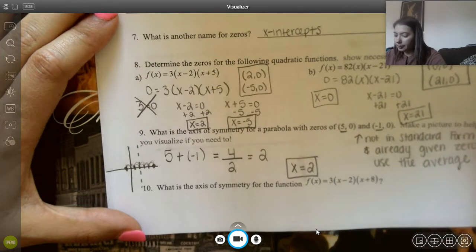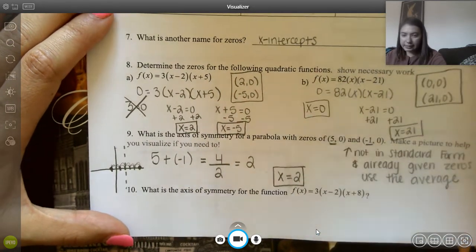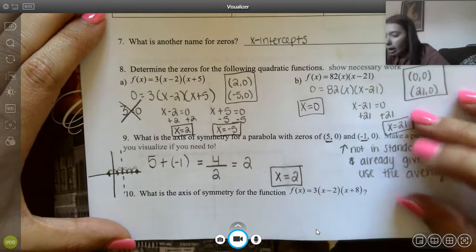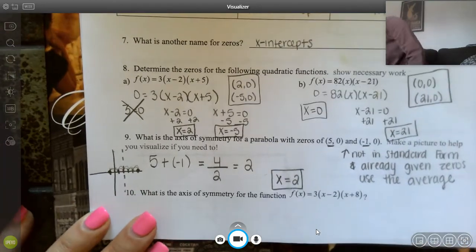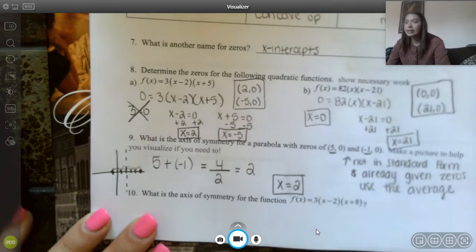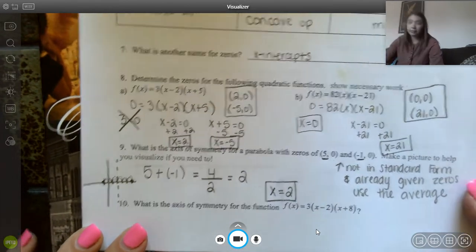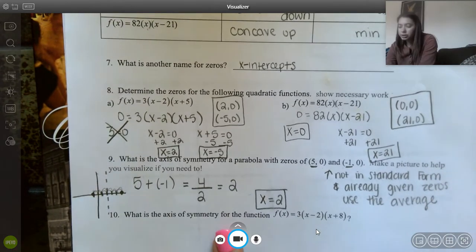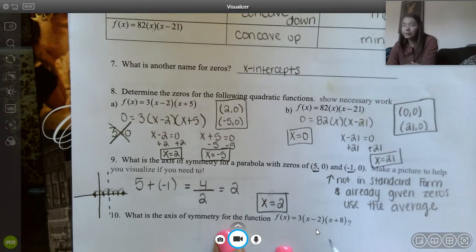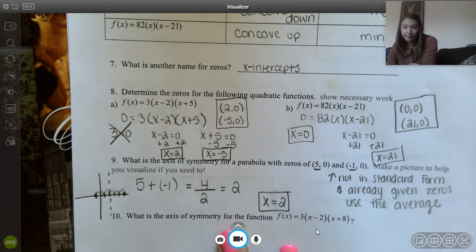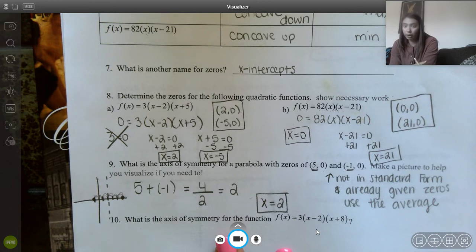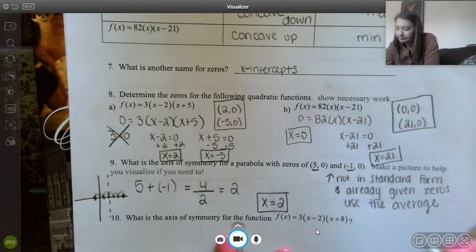Now, for example problem number 10, it asks, what is the axis of symmetry for the function where it's given to us in factored form? So there's a couple ways that you can go about doing this. The first way is that you could find the zeros first and then take the average of them. You could also double distribute the function and then use the opposite of b over 2a. Personally, when it's in intercept form, the easiest and most straightforward way for us to get this is to take the zeros and then to find the average of them.